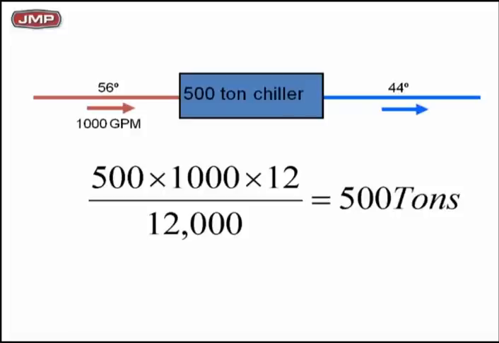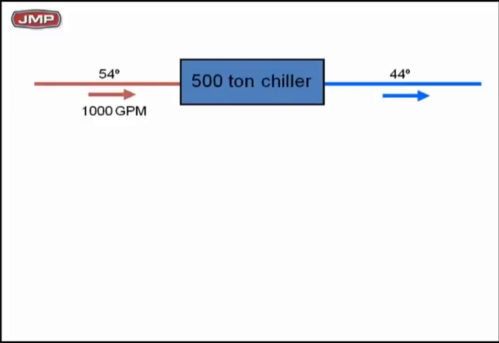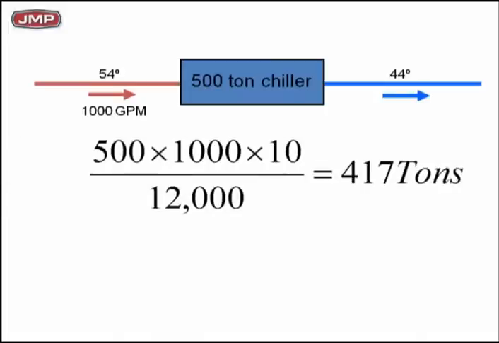What happens if you don't give me hot 56-degree return water back? What would happen? Right now, the chiller is fully loaded. What would happen if you reduce my chill water return temperature to 54 degrees? I just did it for you. Do the math. What happens? Where do I wind up if I do that? I wind up with a 10-degree delta T versus 12. I still got 1,000 GPM. My chiller's going to give you 417 tons, not 500.